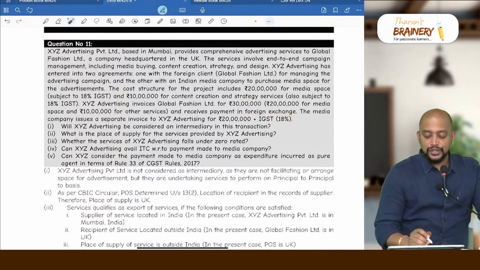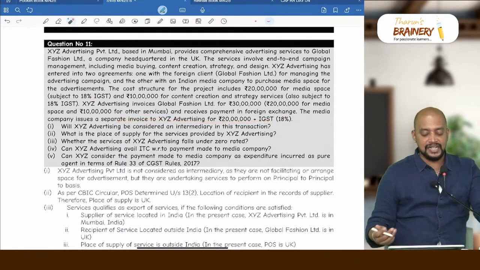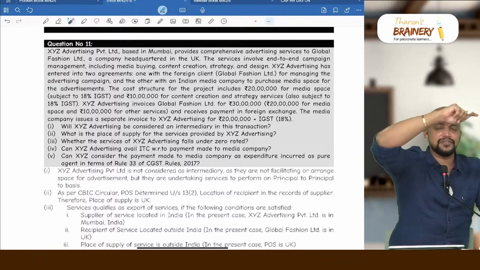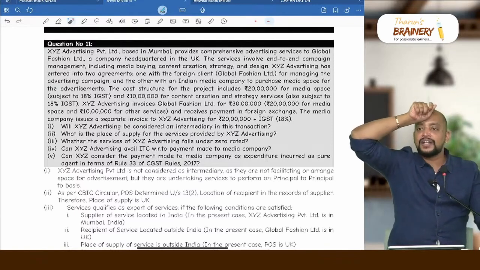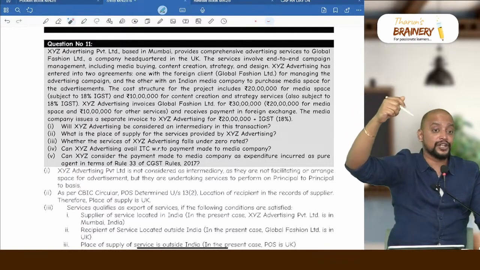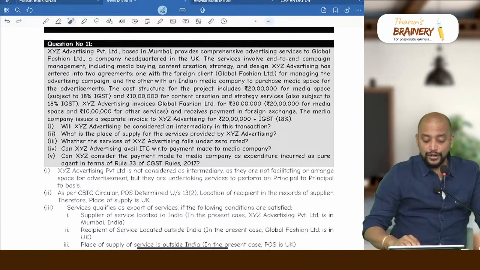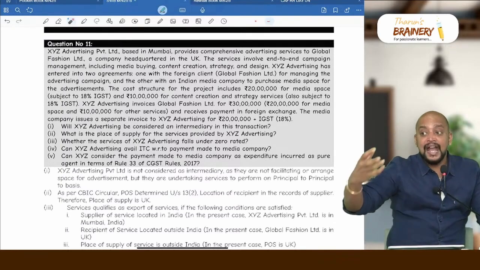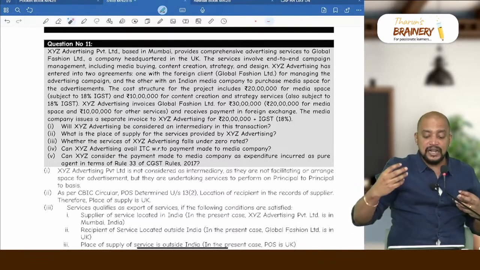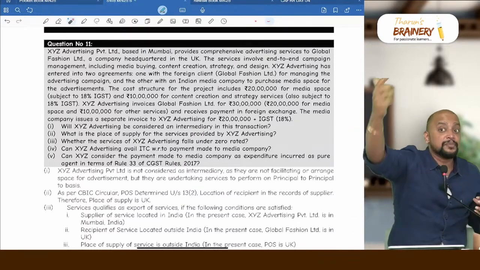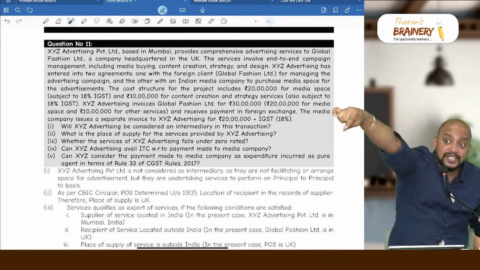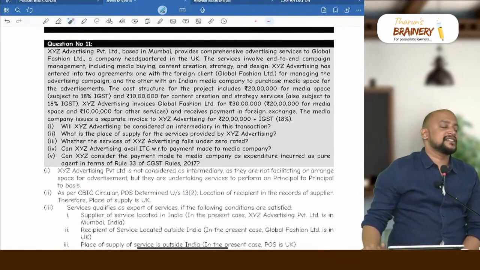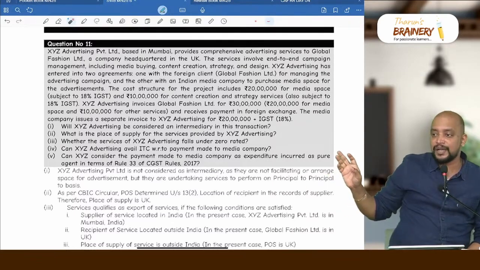The media company issues a separate invoice to XYZ Advertising. The problem is that expenditure incurred as a pure agent will not come. Read the question carefully. In case of expenditure incurred as a pure agent, the invoice should be in whose name? Here XYZ Advertising Agency is the supplier and they are incurring the expenditure on behalf of the recipient, so the invoice should be in the name of the recipient, but the invoice is in the name of the supplier, XYZ Advertising. So the pure agent point will not be applicable in this case.